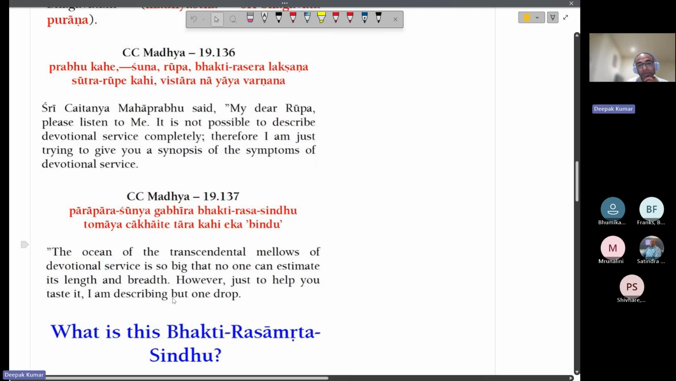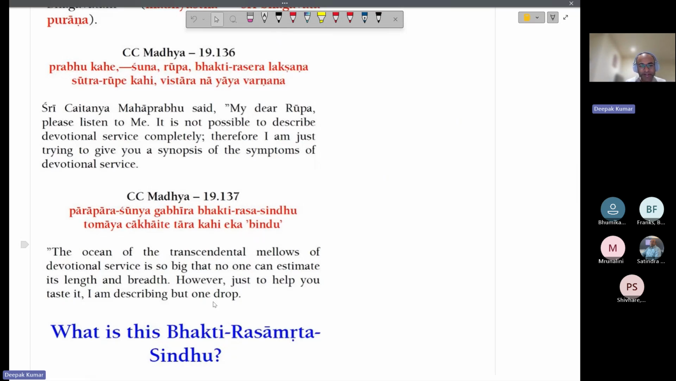So see, I'm describing just one drop. Now when you read this one drop, you will think, wow, is this one drop? What would 1,000 drops look like? What would an ocean of drops look like? And then we will be able to understand when Prabhupada was saying the mellows, right? Rasa is being compared, right? People try to compare it with liberation, right?